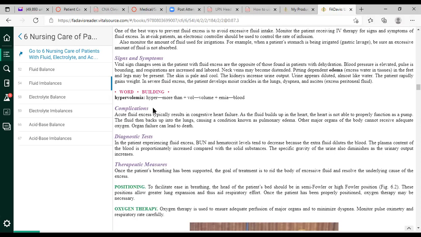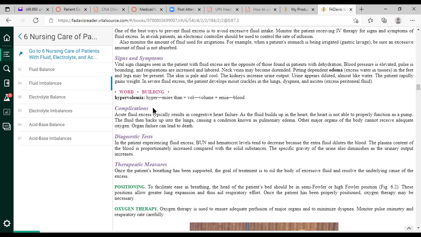Acute fluid excess typically results in congestive heart failure. As the fluid builds up, the heart is not able to properly function as a pump. The fluid then backs up in the lungs, causing a condition known as pulmonary edema. Other major organs of the body cannot receive adequate oxygen. Organ failure can lead to death.